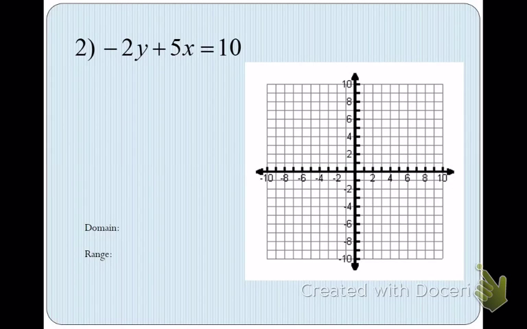Now, got another standard form of an equation here. Work on getting y by itself, graph it, and then give domain and range a shot. Stop the video and I'll walk you through it when you're done.